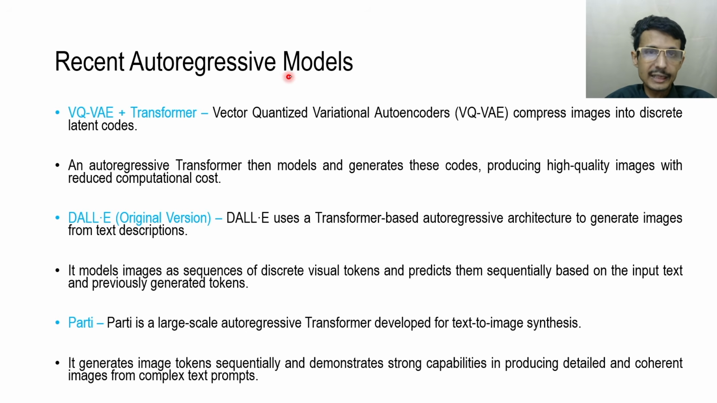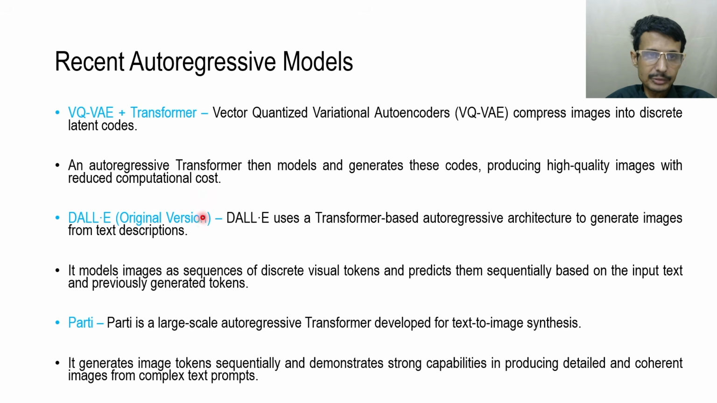More recent autoregressive models use VQ-VAE plus transformer. The vector quantized variational autoencoder compresses an image into discrete attributes. This is then modeled by an autoregressive transformer, which generates these codes, producing high quality images with reduced computational cost.